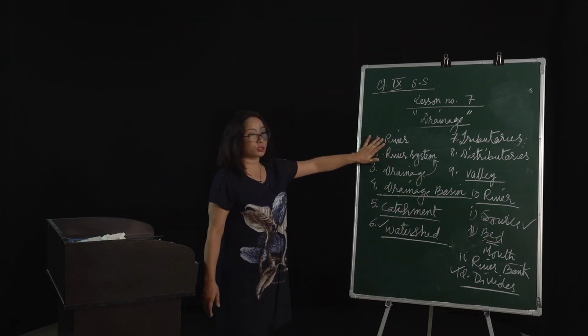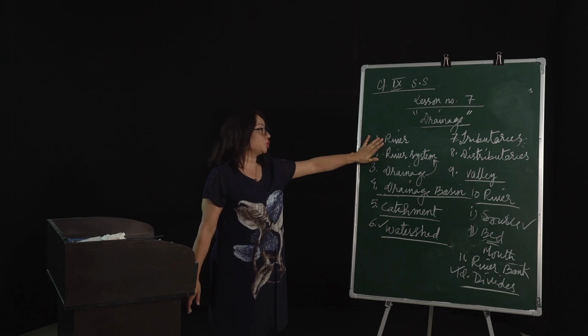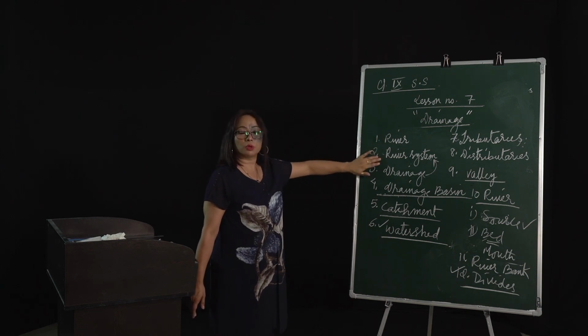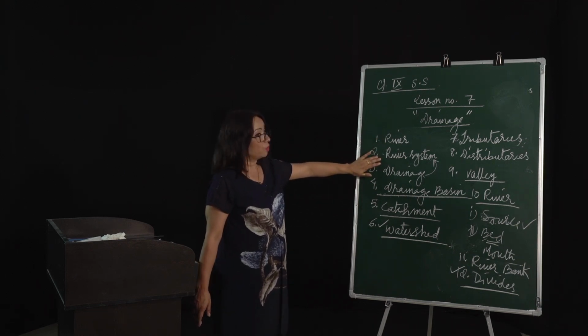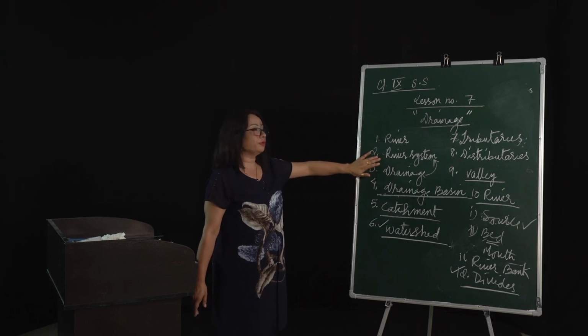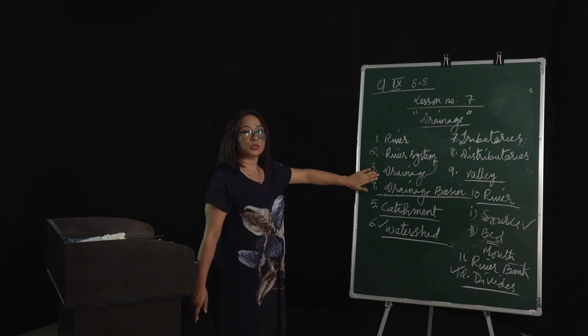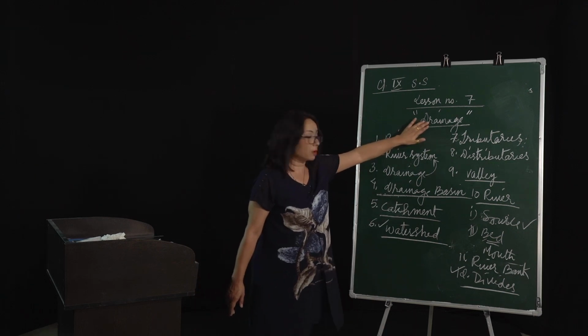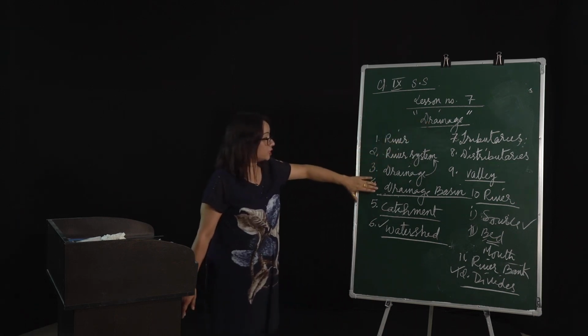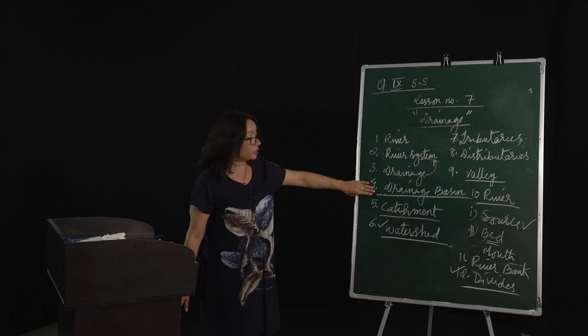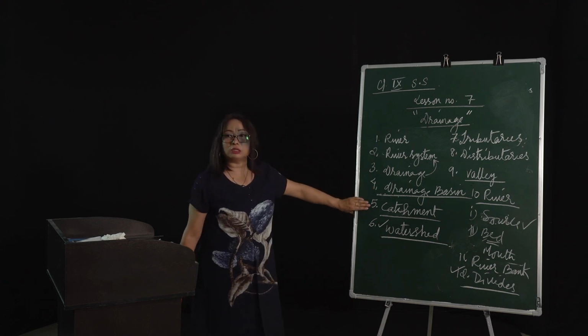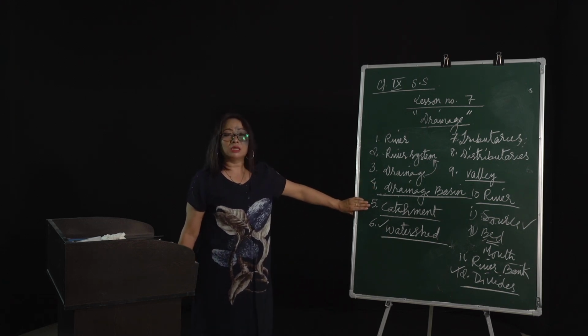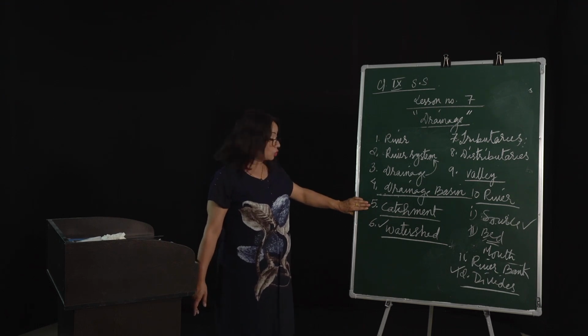River: a stream of fresh water flowing down in a definite channel. River system: all the small rivers coming together to form a big river. That is called the river system, and it is referred to as drainage. So the topic is talking about the river system of an area. Drainage basin is the area from where a river collects its water. Catchment is the place where a single river flows. It has its source there.